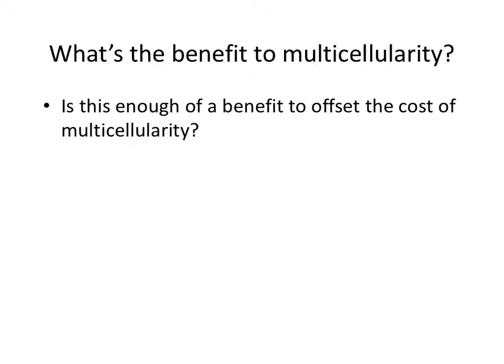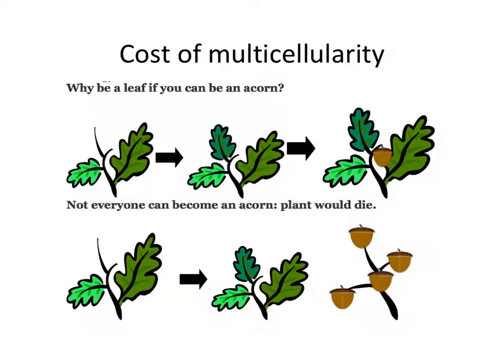There are some potential benefits. So a long-standing debate has been how do we explain how multicellularity evolved in the first place? Because there's always a cost and a benefit to doing something. So there's a cost to being multicellular, and there are also potentially benefits. So understanding them both is relevant.